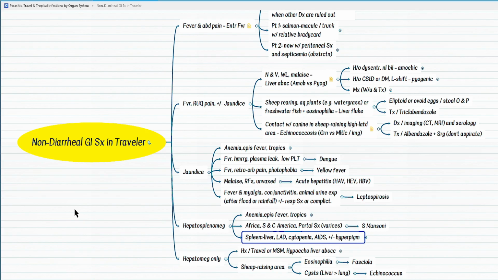And finally, we have a traveler with hepatomegaly only. What are the differential diagnoses? Always remember Entamoeba histolytica, Fasciola species, and Echinococcus. Again, how do we differentiate Fasciola? If a patient with a history of travel, especially to sheep raising areas, has eosinophilia with hepatomegaly but without splenomegaly, this is Fasciola.